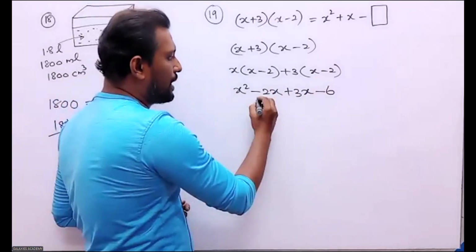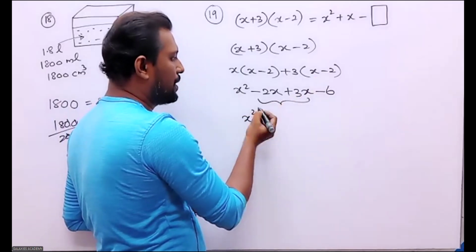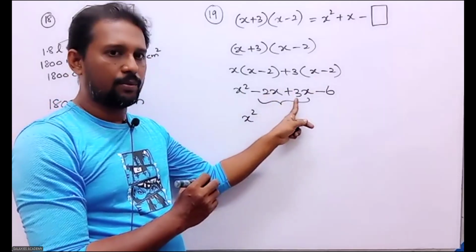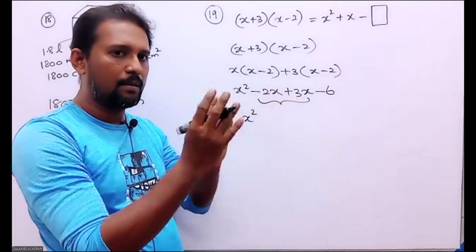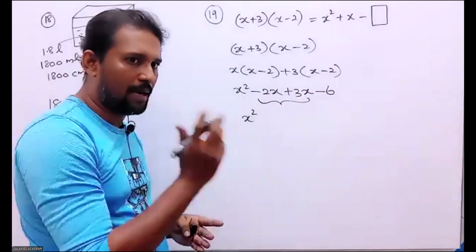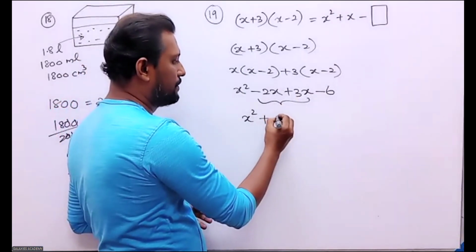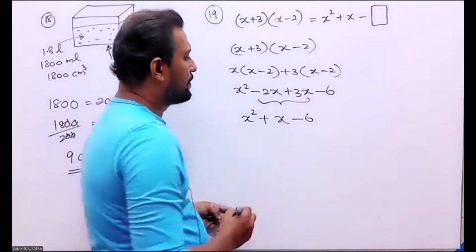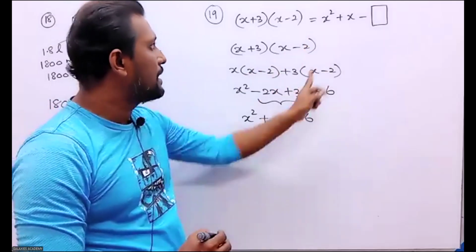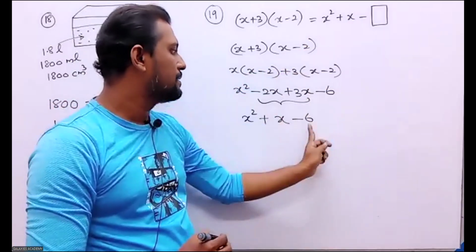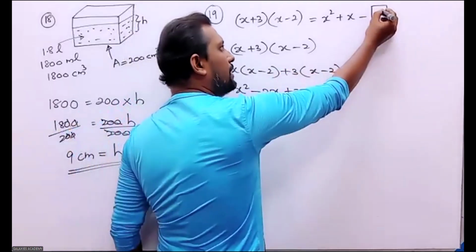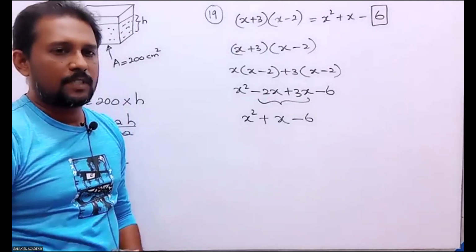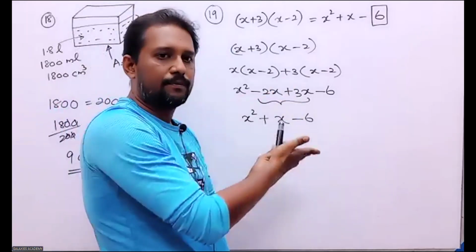Right? If you want, you can simplify these two like terms. x squared, this one coefficient negative 2, this one coefficient positive 3, negative 2 plus positive 3. What is the answer? Positive 1x, meaning x, minus 6. x squared given, plus x given, minus 6 not given. So what is the suitable value for this blank? 6. Right? This is the method of getting the answer.